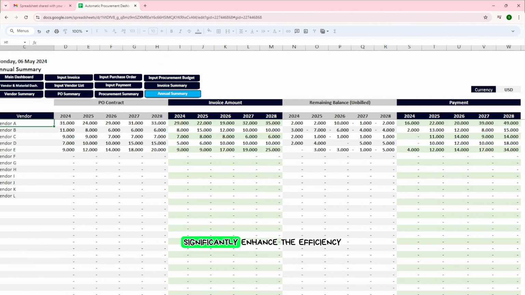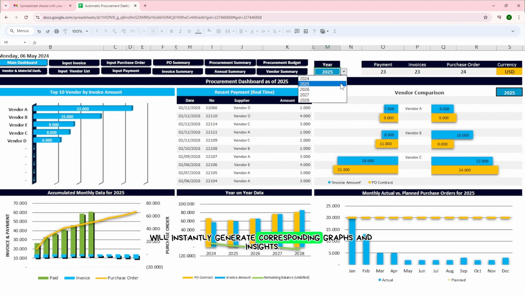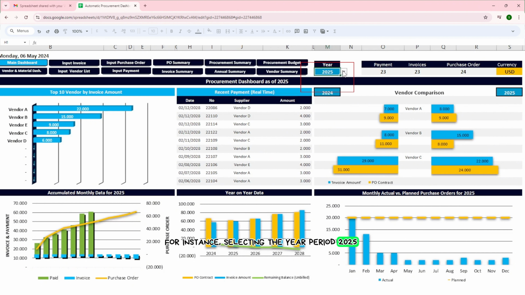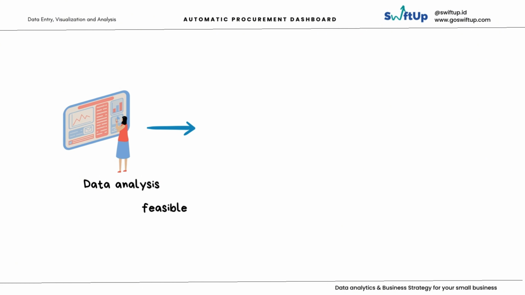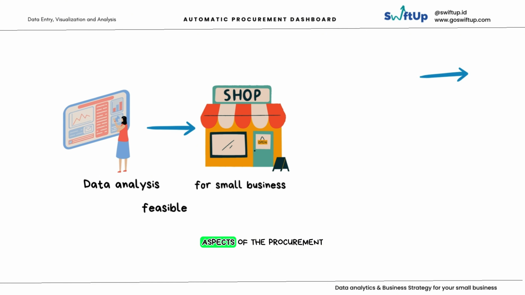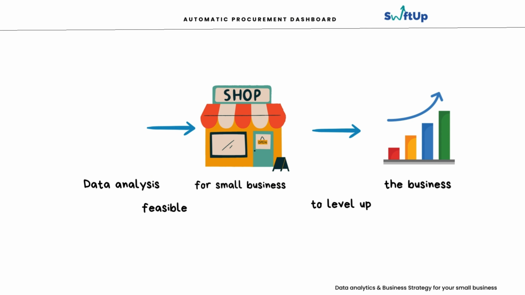This step significantly enhances the efficiency of the business procurement process by automating the generation of an interactive real-time dashboard containing all relevant process-related data. Business owners can select the desired year period for analysis, and the dashboard will instantly generate corresponding graphs and insights. For instance, selecting the period 2025 will prompt automatic graph generation. Even for small or newly established businesses, data analysis becomes visible, enabling insight into both general and detailed aspects of the procurement process for specific periods or across multiple periods.